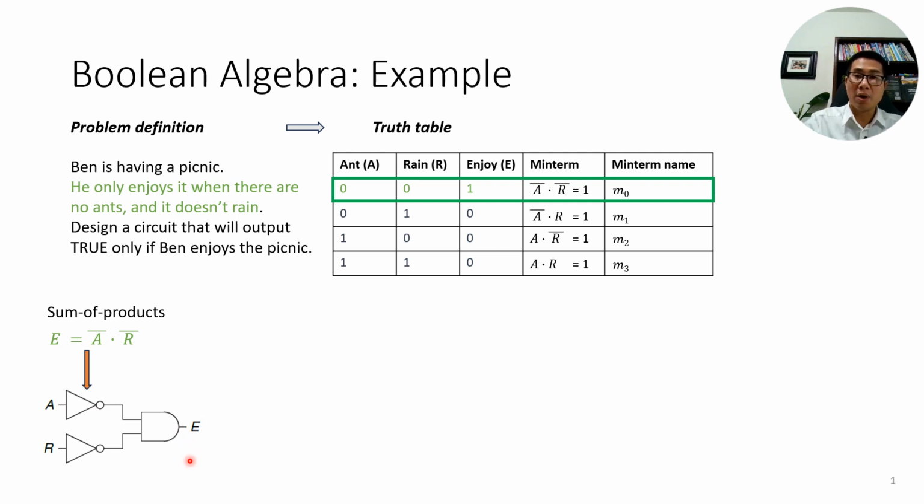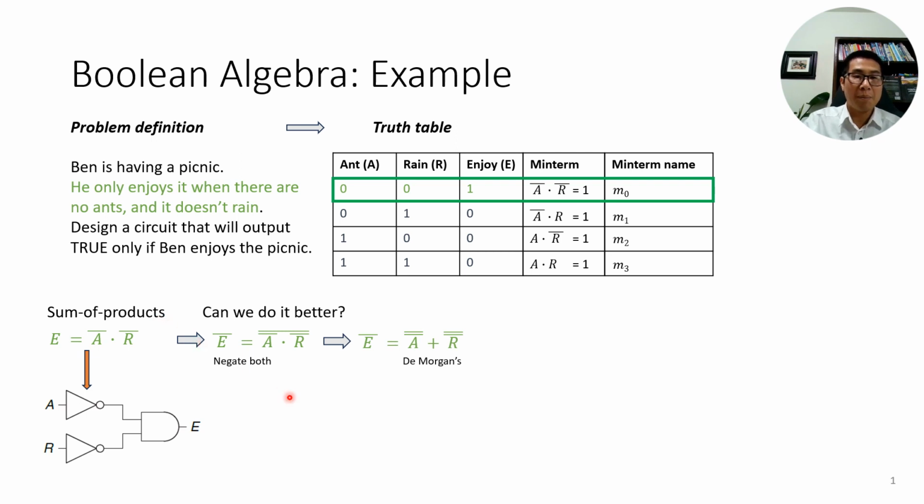Okay. Now this one works. However, we'll say, can we do it better? The answer is yes. And right now you have the tools to do that already. The first step on this one is we're going to negate both sides. Okay, we negate this side and we negate that side too. Then we apply the De Morgan law on the right hand side.